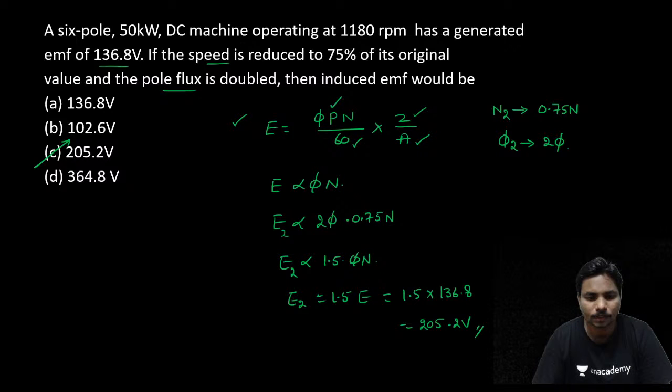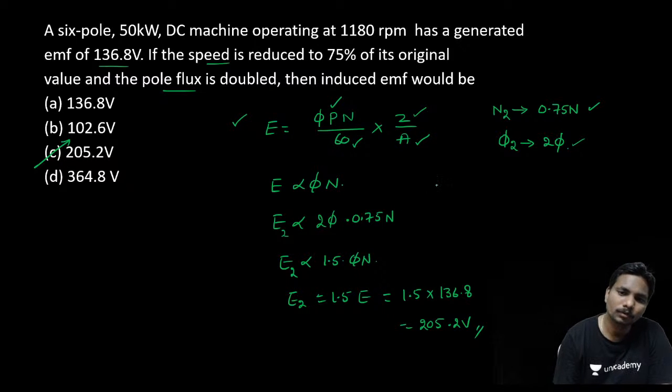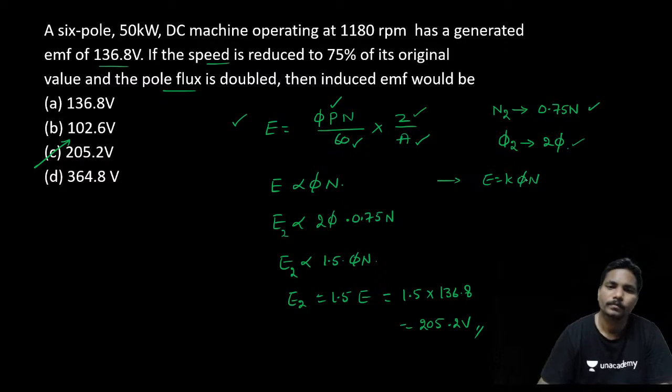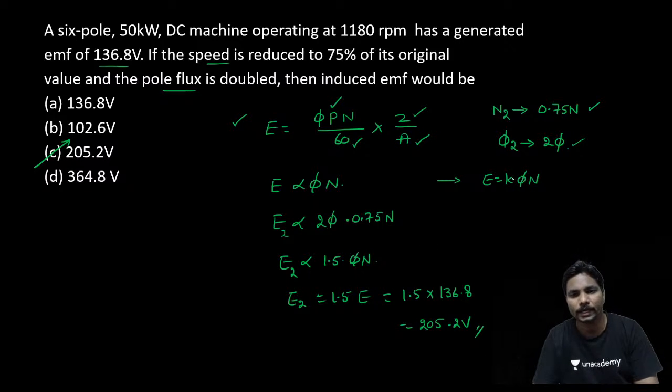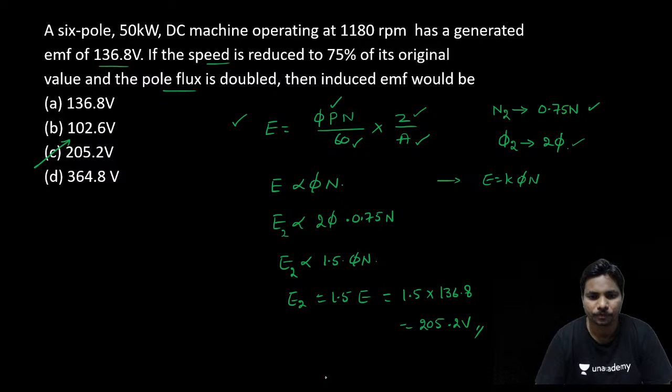All of you clear? They have just given a change in the speed and a change in the flux. Here EMF is directly proportional to φN, or we can also say that E is equal to KφN, where K is nothing but remaining constant. As φ and N change, EMF also changes 1.5 times. So we have 1.5 times of the EMF.